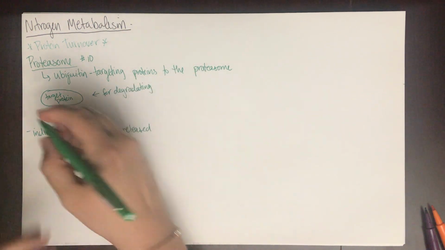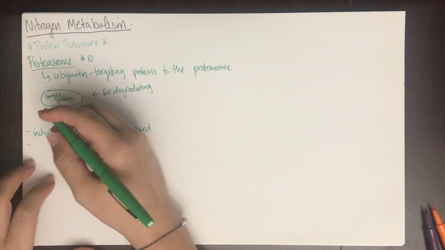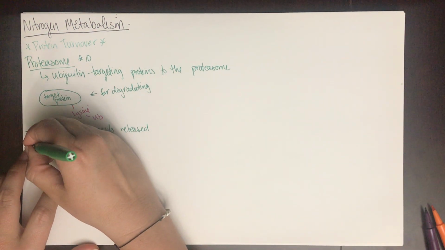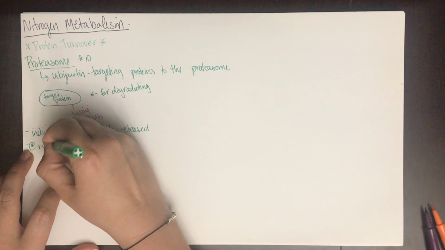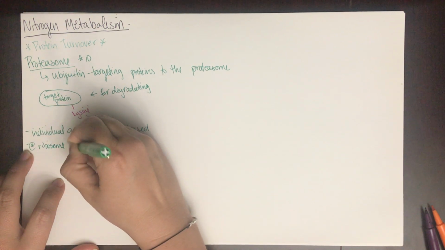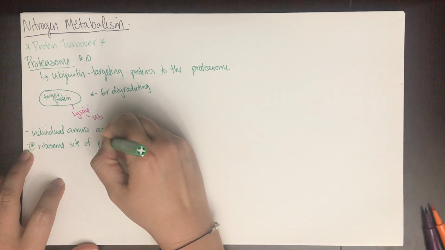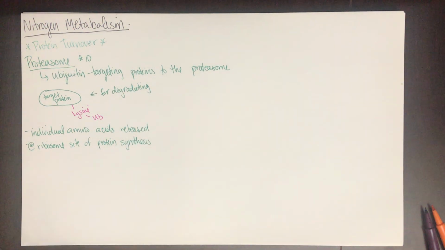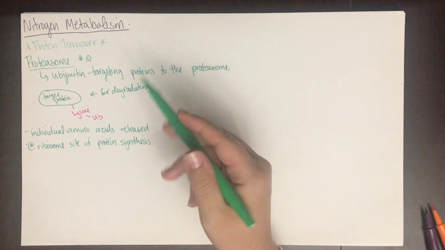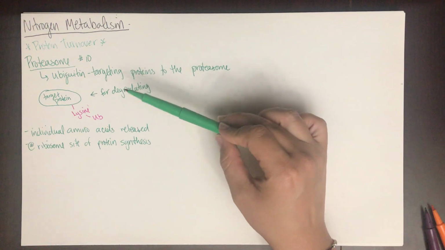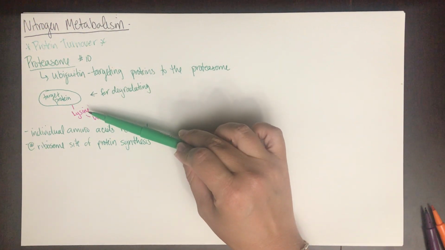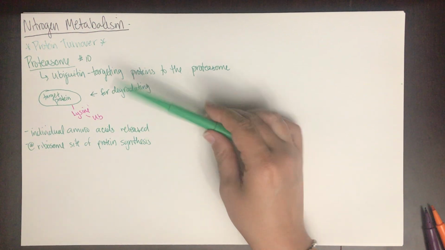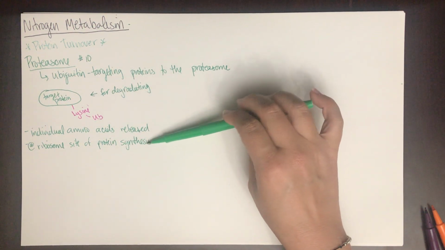And then these individual amino acids will stay in the cell, in the cytoplasm, but then at the ribosome, that is the site of protein synthesis. So we're constantly breaking apart proteins and making more. The site of protein degradation for these ubiquitin tagged proteins, these proteins that are ready to be degraded, is the proteasome. And then protein synthesis is going to happen on the ribosome.